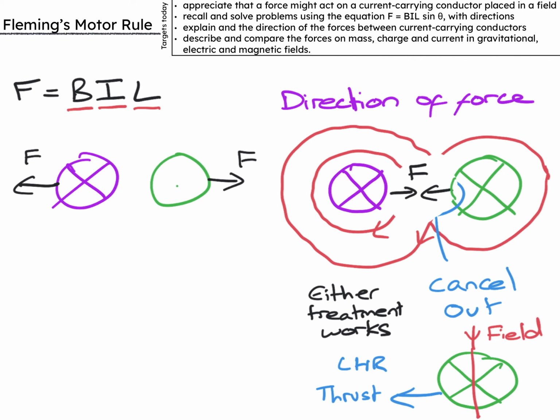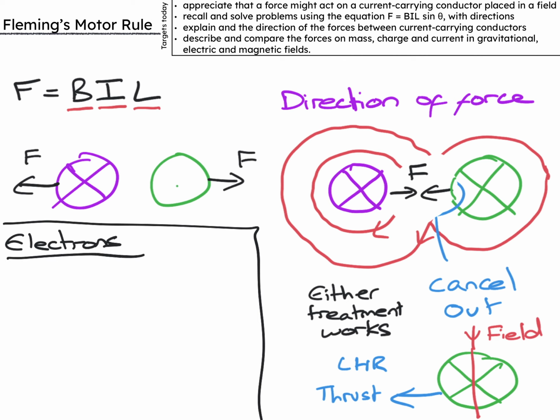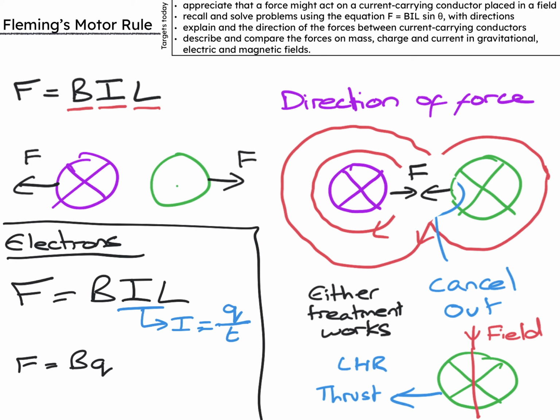Another thing I want to cover in this video is an alternative equation that we will want to use when we are thinking about the force on small particles, such as an electron in a magnetic field. So if we start with F equals BIL, and then consider that I equals Q over T, that gives us the equation F equals BQL over T.